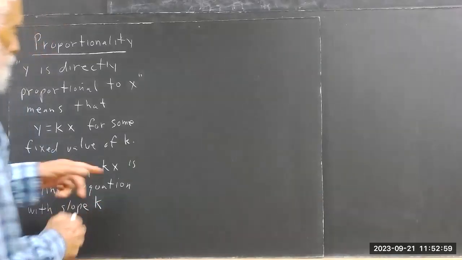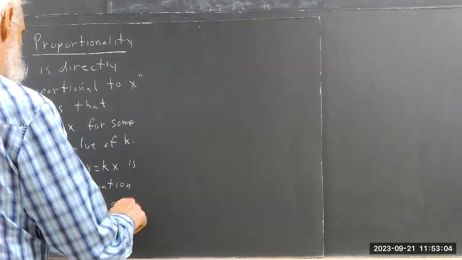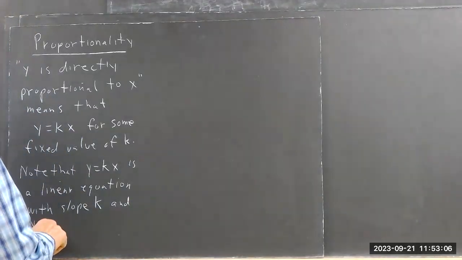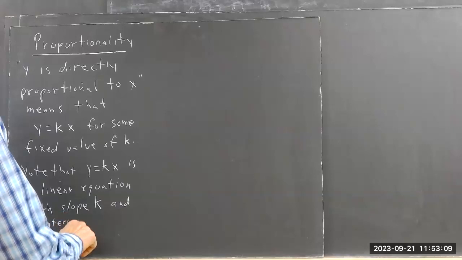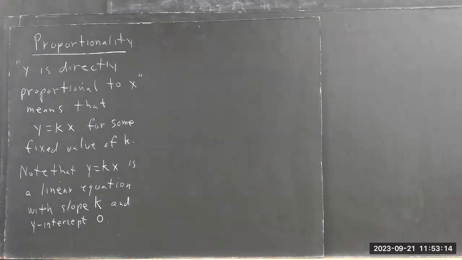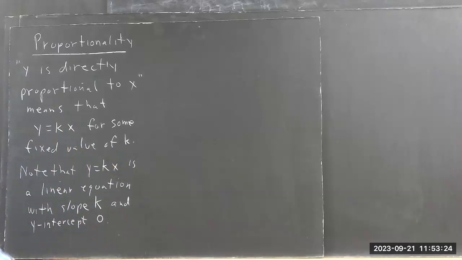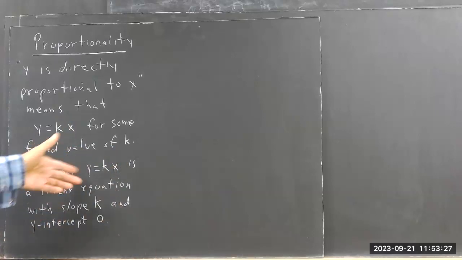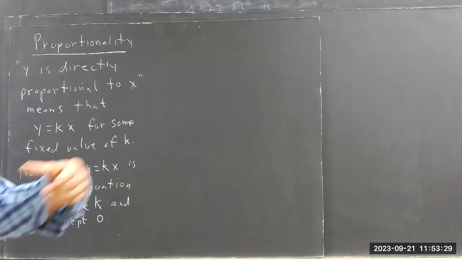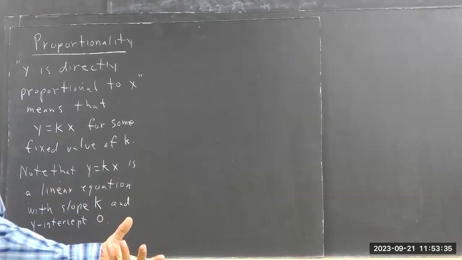The slope is k because the slope is whatever's in front of x. The y-intercept is 0. Why is the y-intercept 0? Well, the y-intercept occurs when x equals 0. If x equals 0, kx is 0, so that's the y-intercept. That's one way of saying it. The other way, it matches up with y equals mx plus b if k is the same as m and b is 0.